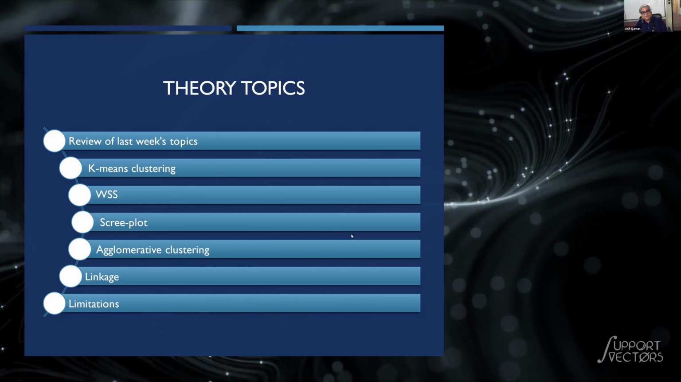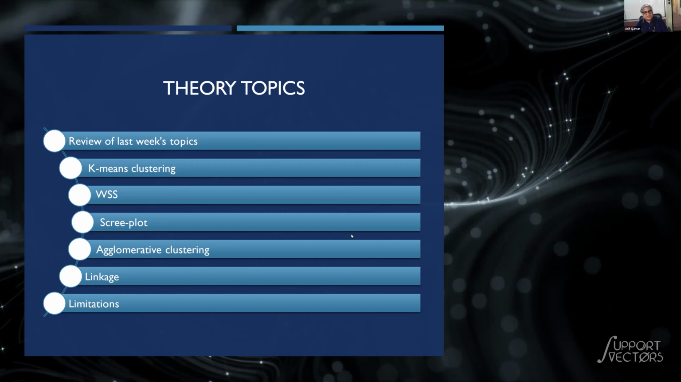Then we'll start with the world of clustering. I'll explain what that means. And we'll start with perhaps the simplest of all clustering algorithms, the k-means clustering, which we will do in considerable detail today. Time permitting, we will also do agglomerative clustering and some aspects of it, like linkage and so forth.